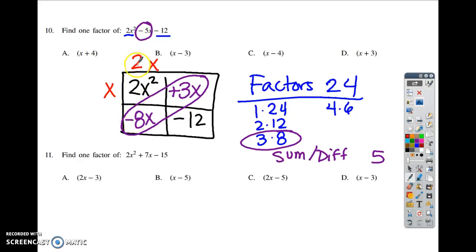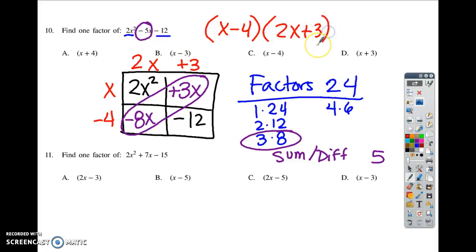Negative 8 divided by 2 gives you negative 4. So 2x times negative 4 gives you negative 8x. And then 3 times something gives you 3x. That would be a positive 3. And then when you multiply negative 4 times 3, that gives you a negative 12. Everything checks off. Write down your factors, x minus 4 and 2x plus 3, and look for one of the factors.